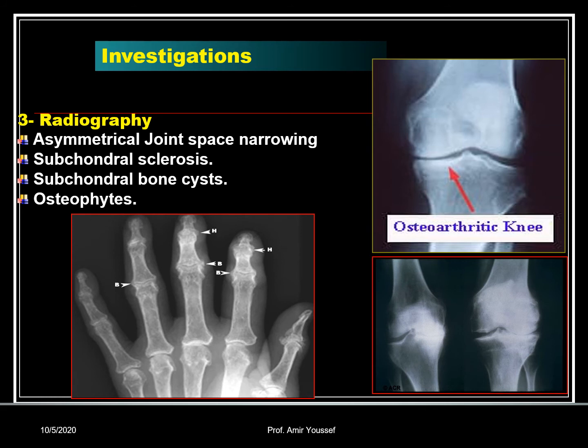Radiography. Asymmetrical joint space narrowing is a characteristic feature in osteoarthritis, as you see here. Subchondral sclerosis, as you see there. Subchondral bone cysts, there, and osteophytes, osteophytic formation, here, there.